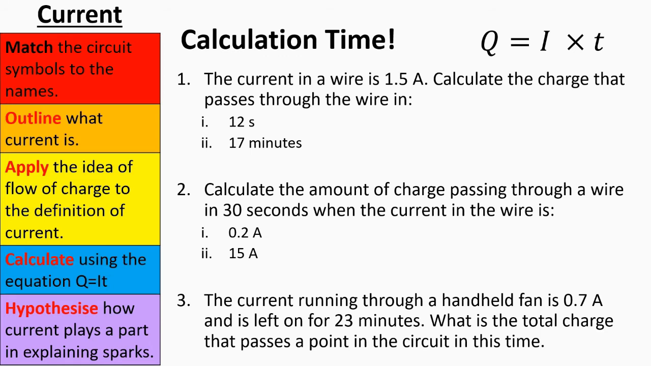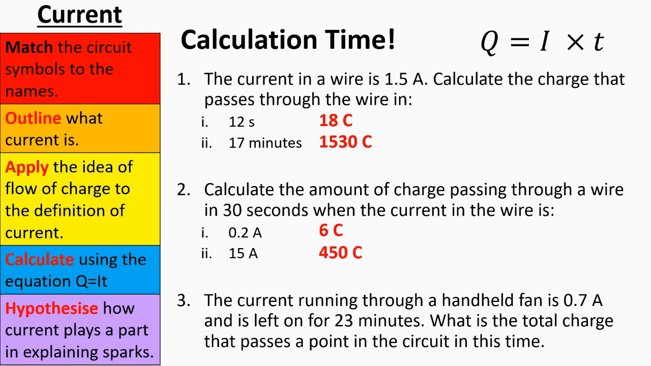So, here are our answers then. Question 1. The current in a wire is 1.5 amps. Calculate the charge that passes through the wire in 12 seconds. Should be 18 coulombs. In 17 minutes, we get 1,530 coulombs. Calculate the amount of charge passing through a wire in 30 seconds when the current in the wire is 0.2 amps. You should have the answer 6 coulombs. For 15 amps, we should have the answer 450 coulombs.